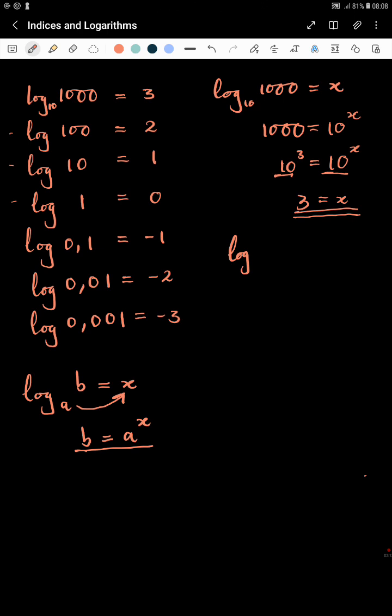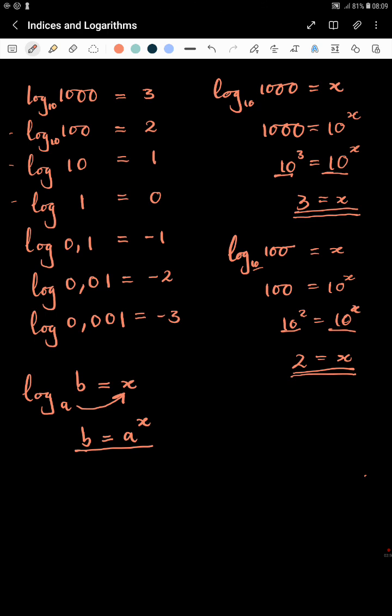We say log to the base of 10. If it's not specified, the assumption is it is to base 10. So we are saying log 100 is equal to x, and you say 100 is equal to that base raised to the power x, and this is 10 to the power 2, which gives us 10 to the power x. Since the bases are the same, we are saying 2 is equal to x.